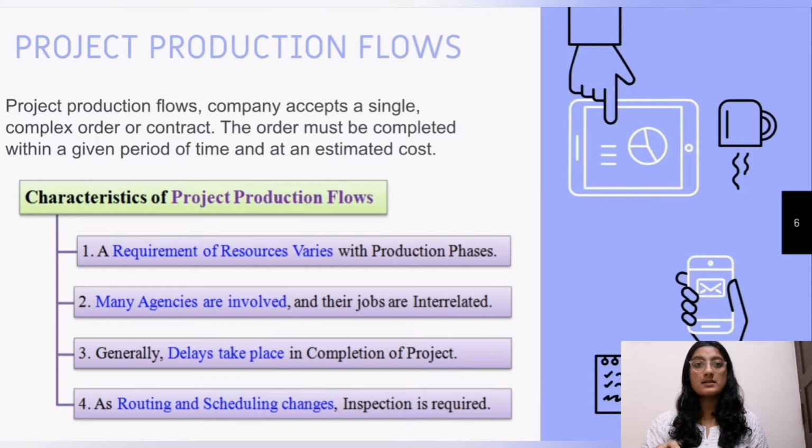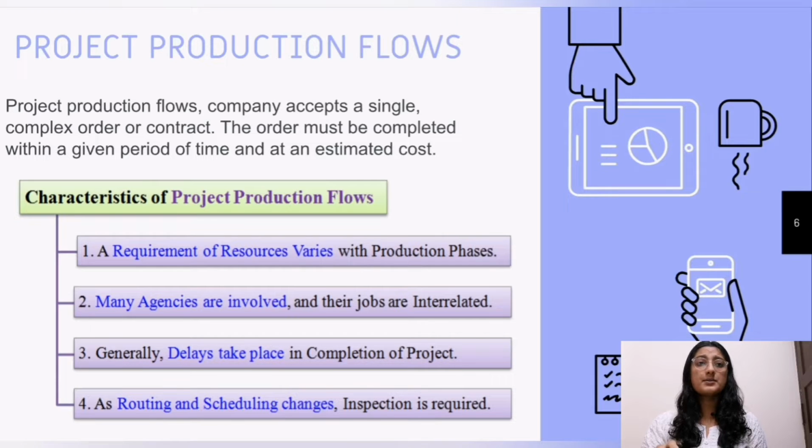Then many agencies are involved. So, each agency will be specialized in specific jobs or skills. So there should be a proper coordination between these agencies because all these jobs are interrelated. Then delays take place in the completion of projects due to the complexity. Since these are usually massive projects requiring huge human resources, there are chances for a lot of confusion or complex things happening.